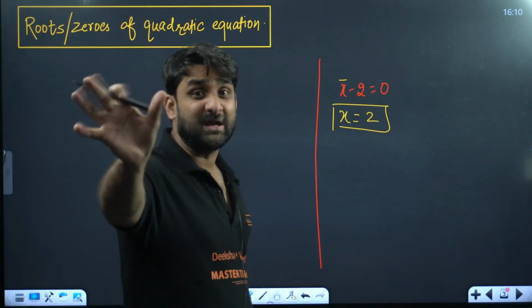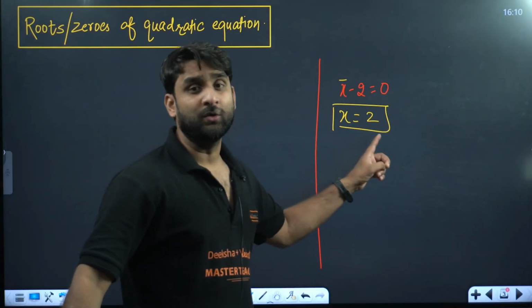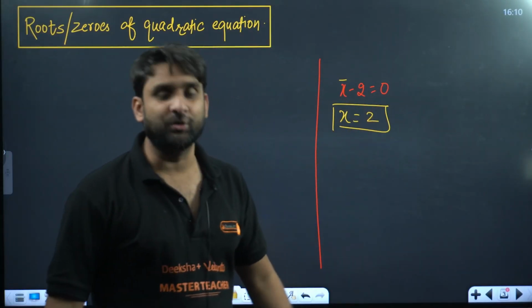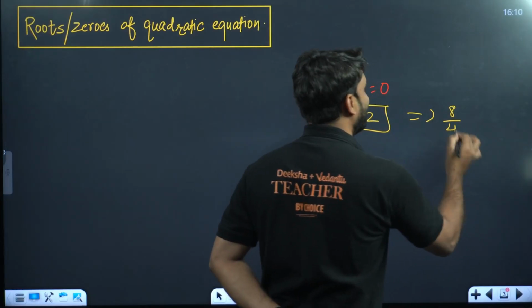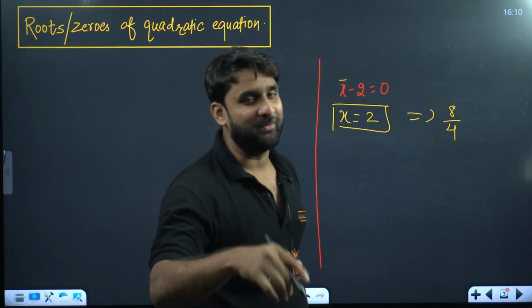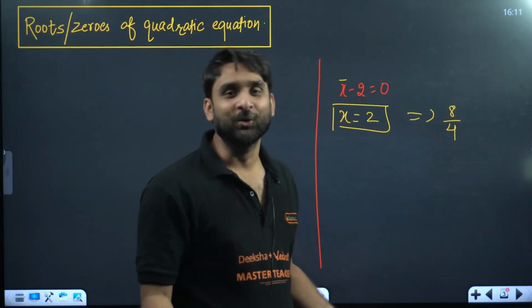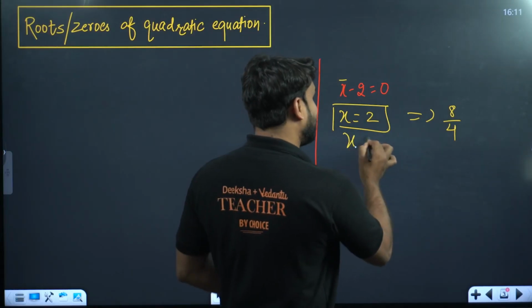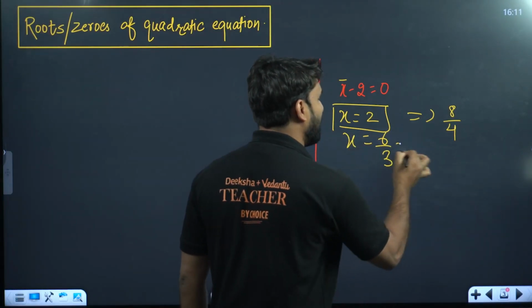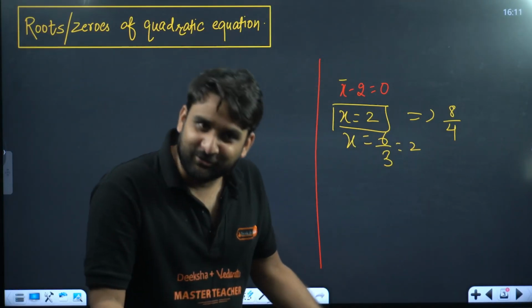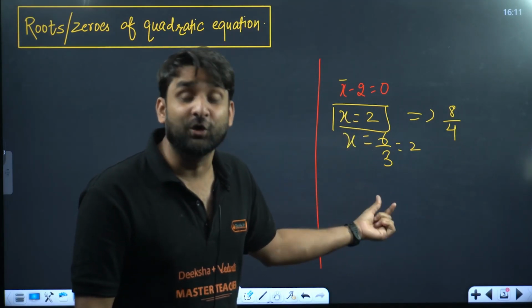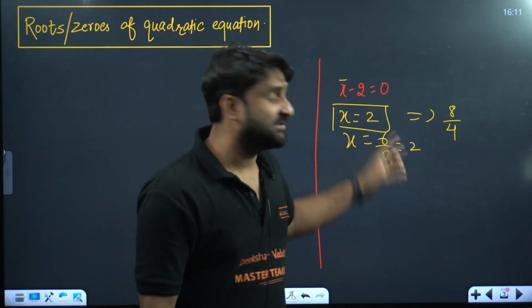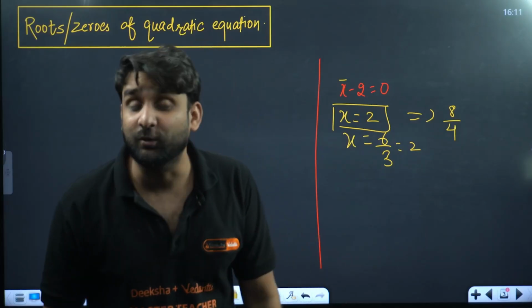There is no number other than 2 which will satisfy this equation. And don't say, sir, I have a number 8 by 4. Don't do such comedy. 8 by 4 is also 2. Sir, no, sir, x can be 6 by 3. Oh my god, my dear, 6 by 3 is also 2. So there is only one value of x which will satisfy this equation to make the entire equation equal to 0.